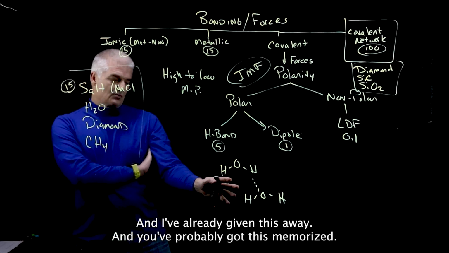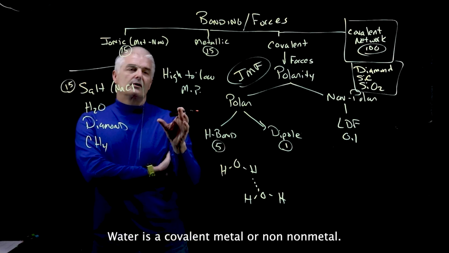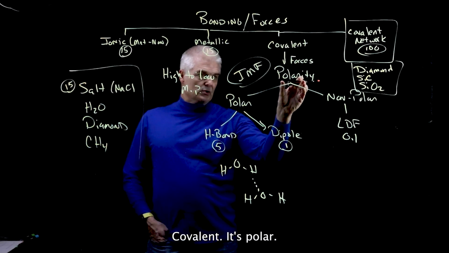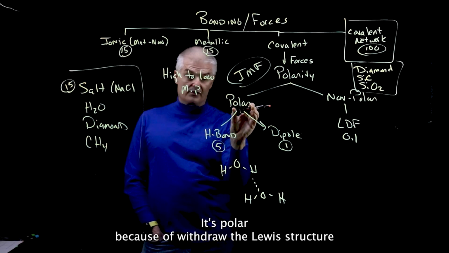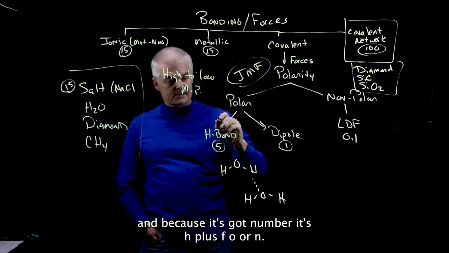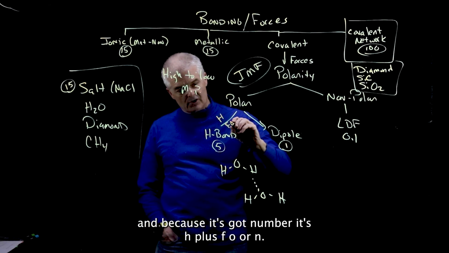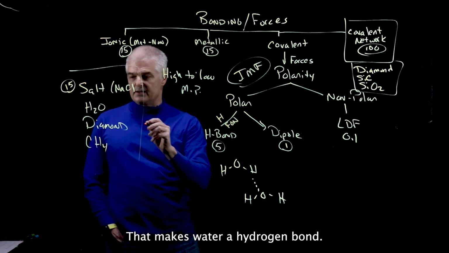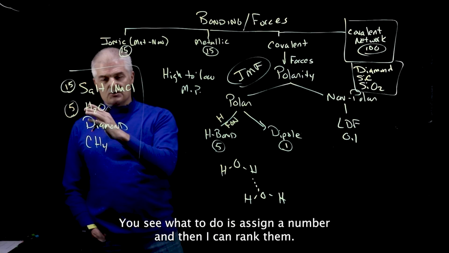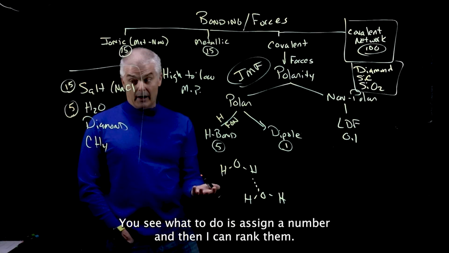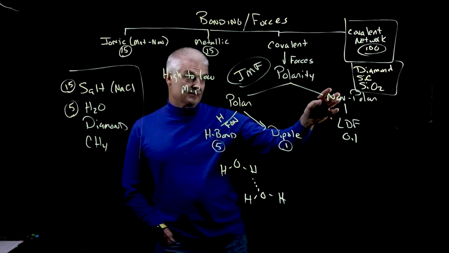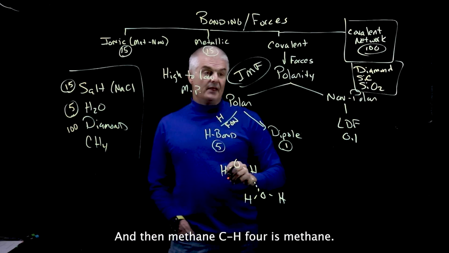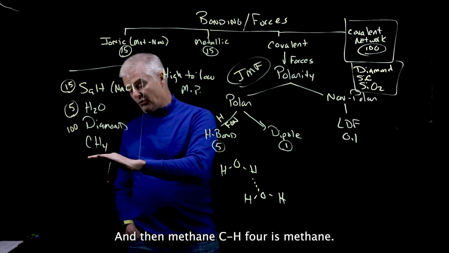Water, and I've already given this away and you probably have it memorized. Water is covalent, nonmetal to nonmetal. It's polar because we've drawn the Lewis structure, and because it's got, remember, H plus F, O, or N, so you've got hydrogen and oxygen together. That makes water a hydrogen bond, so it is a 5. You see what I do is I assign a number, and then I can rank them. It's easy. Diamond, easy, right? It's 100. It's the big boy.